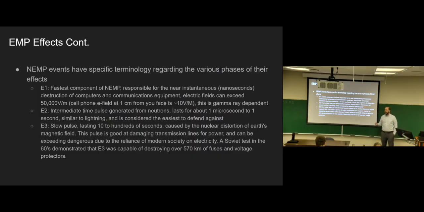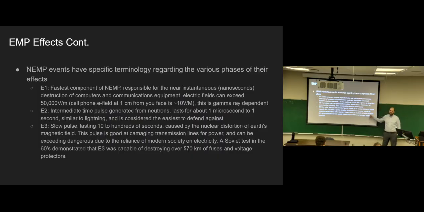It's very similar to lightning. This one's considered the easiest to defend against, except for the fact that E1 just happened and destroyed everything. So all your defenses are actually gone. So it's actually really bad. It's just more magnitude, more pulse, and it's going to really start breaking more stuff. Anything that survived the first one has now lost all of its filtering and shielding, and now it's going to get hit again. And then E3.